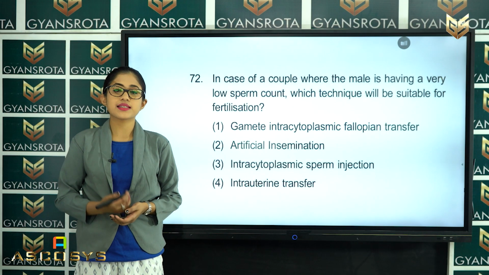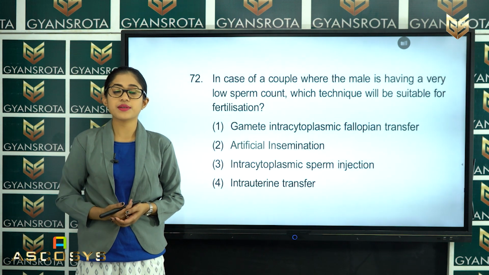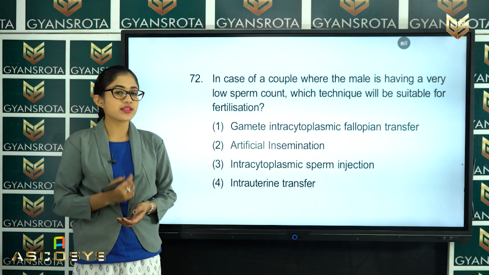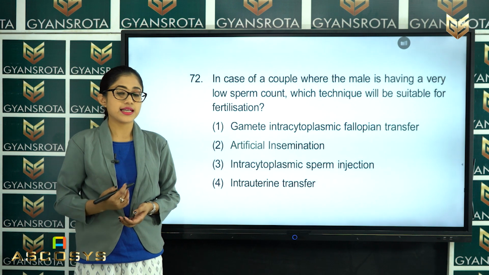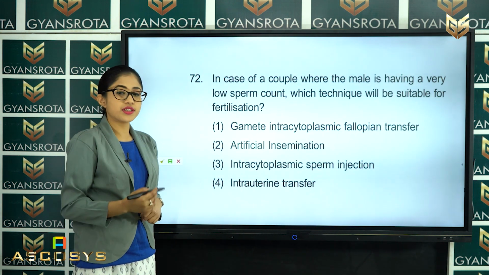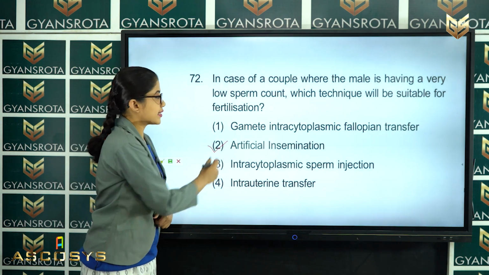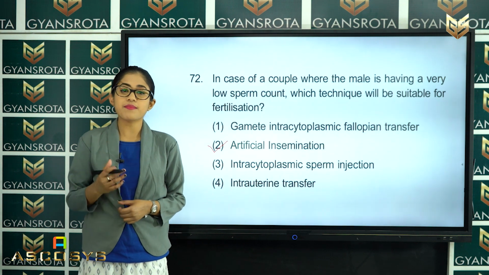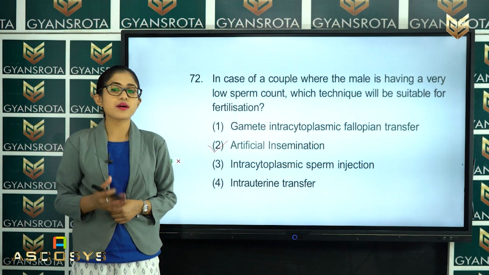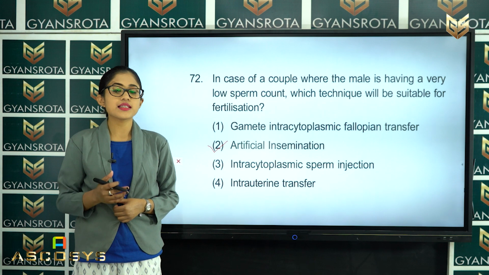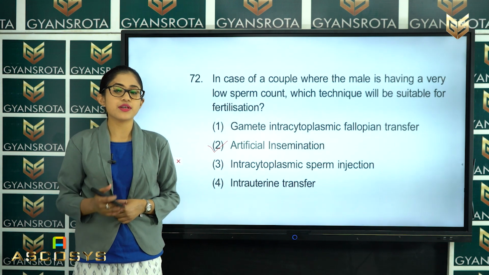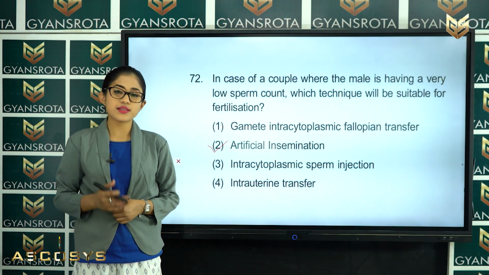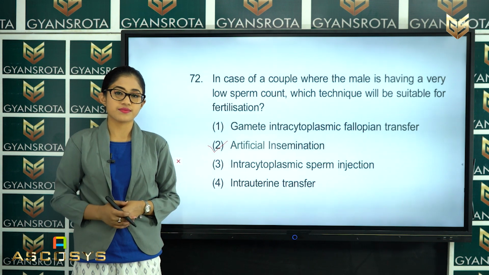So, this is a direct question from the chapter reproductive health. So, which among them will be the correct answer? That is option number 2, artificial insemination. So, when the male produces a very low sperm count, then artificial insemination can be used by the couple. Now, let us move on to the next question.